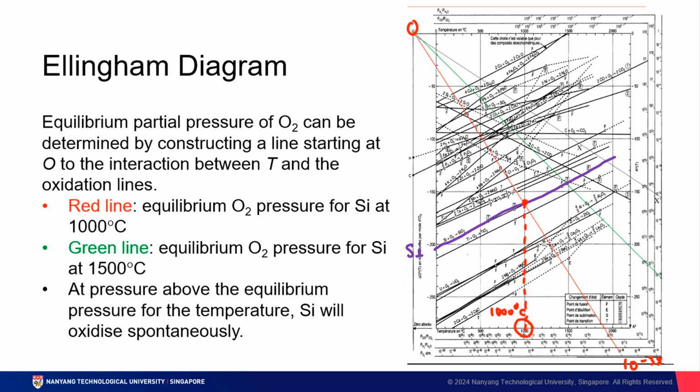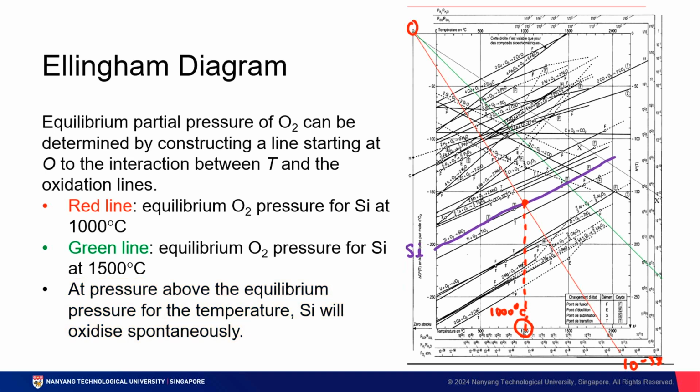So the engineer who is operating the plant knows that he has to keep the partial pressure of O2 below 10 to the power of negative 38 in order for him to be able to extract pure silicon. Above this pressure, the silicon will oxidize spontaneously.